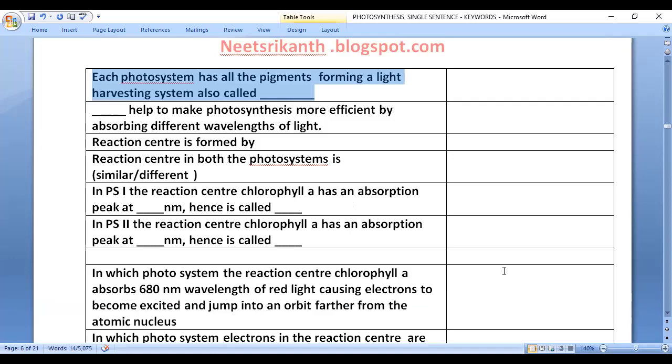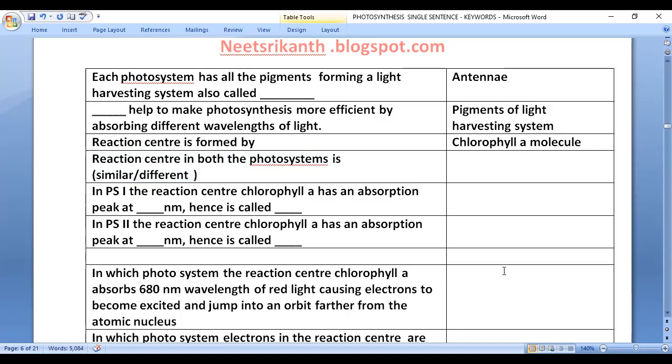Each photosystem has all the pigments forming a light harvesting system, also called antennae. These help to make photosynthesis more efficient by absorbing different wavelengths of light. Reaction center is formed by chlorophyll A molecule. The reaction center in both the photosystems is different.